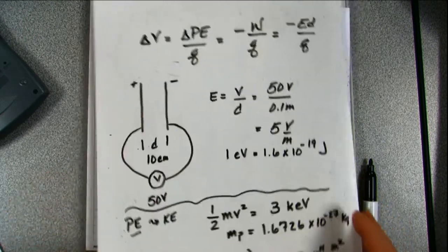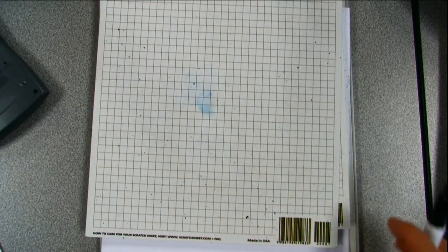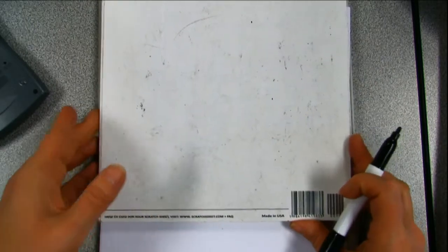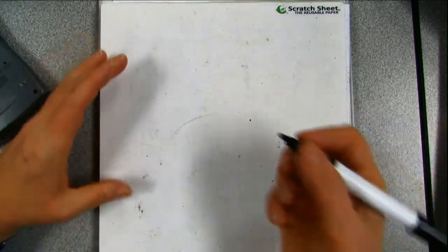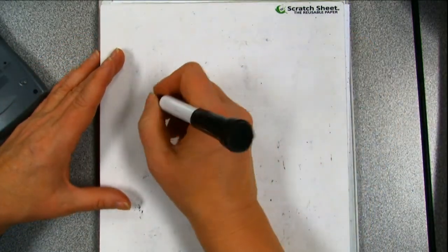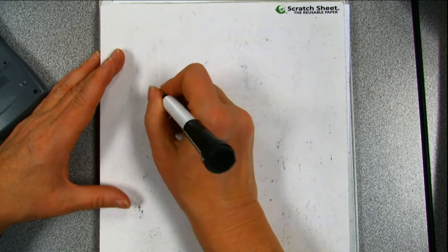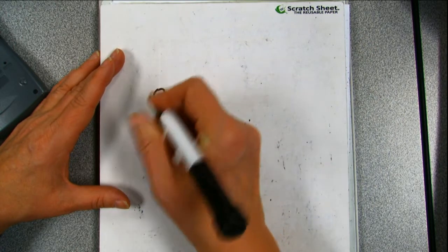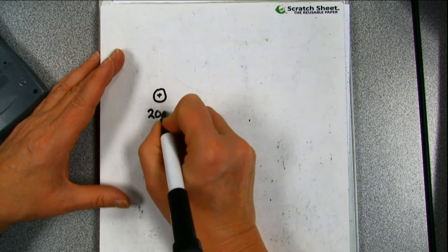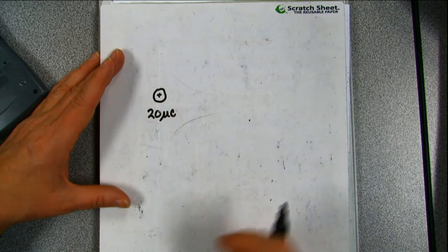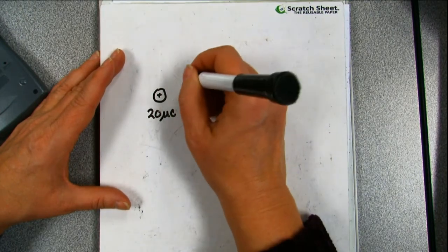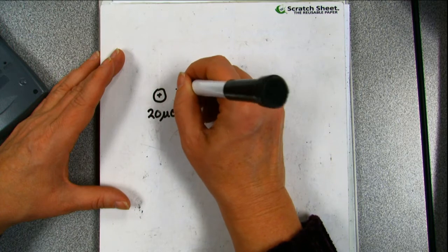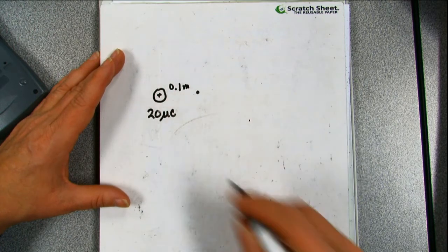So let's look at it a little differently. We're going to do one of those conceptual problems. I'm going to bring in a charge. So we've got a positive charge, a 20 microcoulomb charge, and a point P that is a distance of 0.1 meters from it.